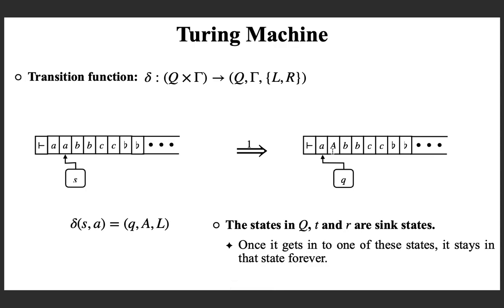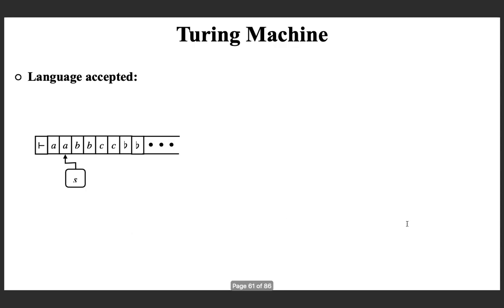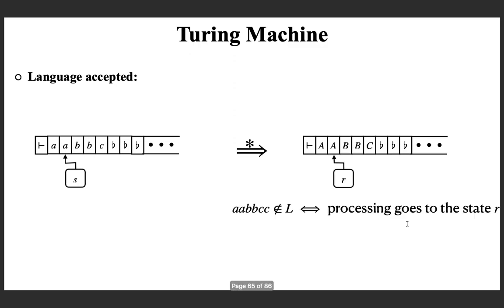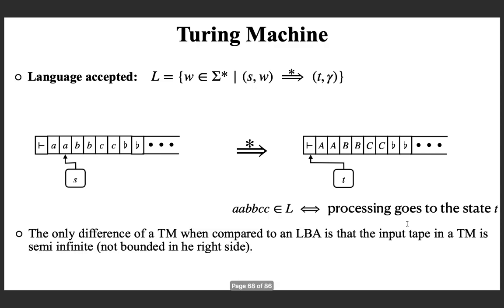And recall that the states T and R are sink states. Now, what is the language accepted? Again the same as in the case of a linear bounded automaton. No difference. So if it eventually gets into T, accepted. If it eventually gets into R, rejected. The language definition is again the same.